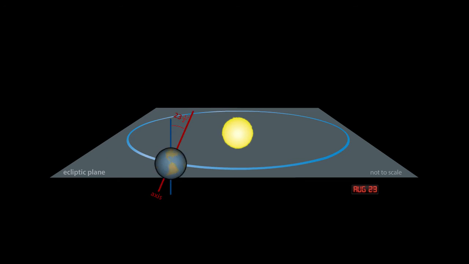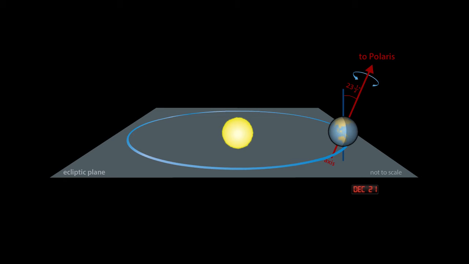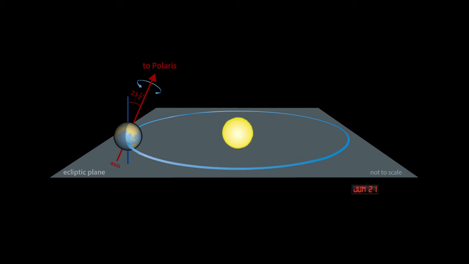Recall that as Earth orbits the Sun each year, it also rotates daily around an axis that is tilted by 23½ degrees relative to a line perpendicular to the ecliptic plane. The axis remains pointed nearly in the direction of the North Star, Polaris, throughout the year. As a result, the orientation of the axis relative to the Sun changes over the course of each orbit. For example, the northern hemisphere is tipped toward the Sun in June and away from the Sun in December. The reverse is true for the southern hemisphere, which is tipped toward the Sun in December and away in June, which is why the two hemispheres experience opposite seasons.